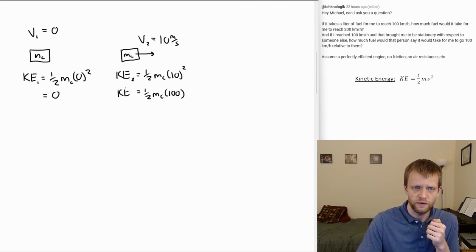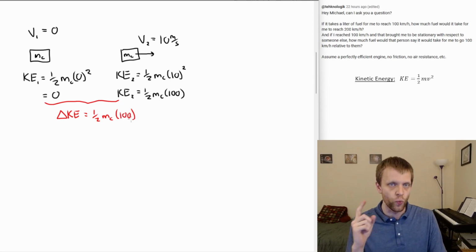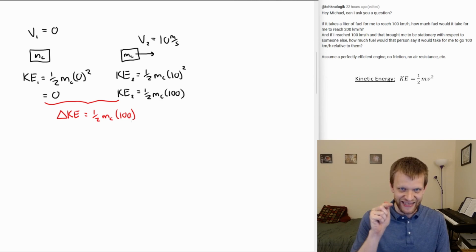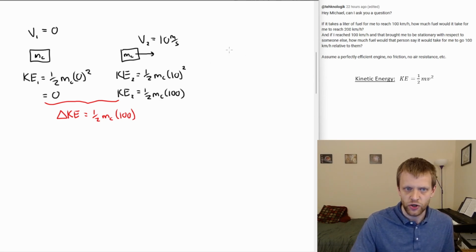So to go from my rest state to moving at 10 meters per second, the change in kinetic energy that I need during this segment is going to be 1/2 times the mass of the car times 100. That's how much energy we need. And let's say that 1 liter of fuel gives us that much energy. Okay. Now let's look at the next case. So I then speed up even more.